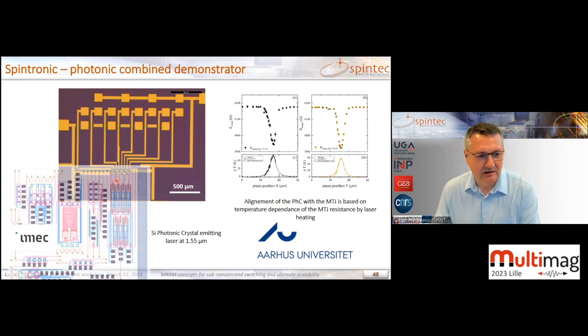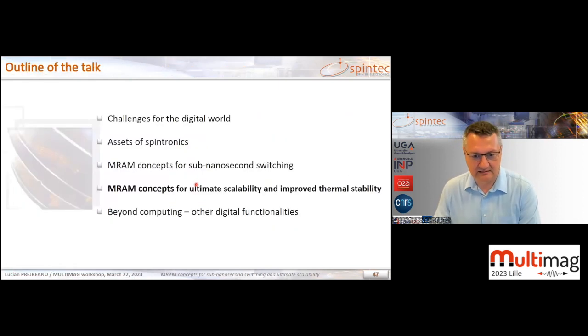One point which is of interest, because we did this hybrid integration by taking in a hybrid way one spintronic chip and one photonic chip, is that the precise alignment of the two chips was done by using the thermal dependence of resistance, which is heated by the laser itself. So we have been able to align very precisely that.